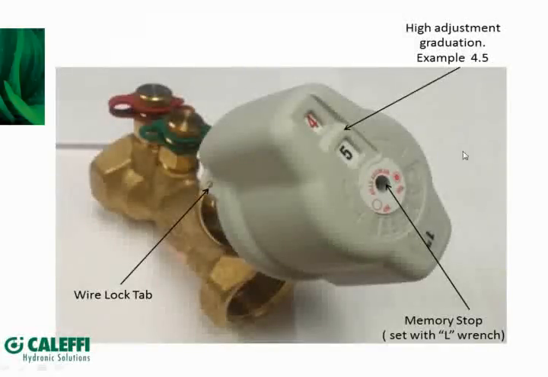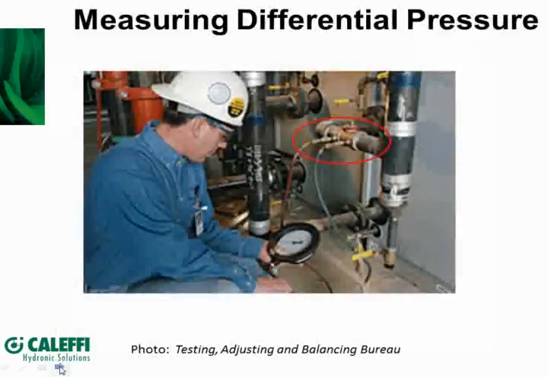Now, taking another look at the valve, we can see in this example that the valve has been set to 4.5. We'll talk about setting the valve here in a few minutes. And then a wire lock tab to prevent it from being tampered with. And then lastly, if the valve in the future ever needed to be used to isolate the rest of the system, you can turn the valve down to isolate it, and then without having to recalibrate the valve, back it off and remember where the setting was so that you're back to the original position, the original flow rate.